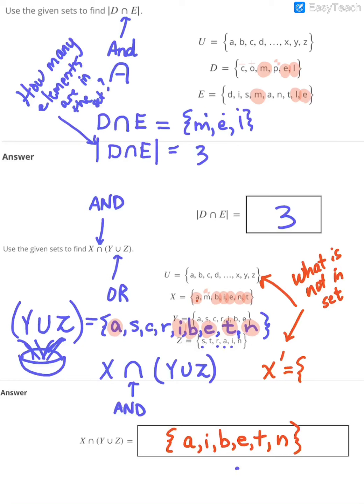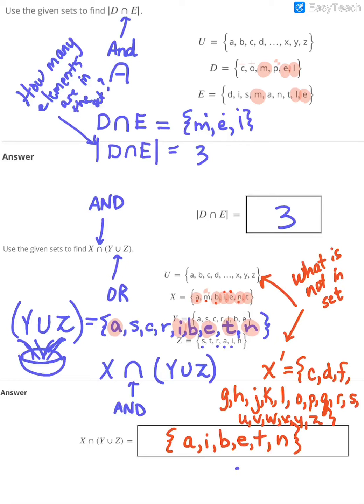So I see an A, I see a B. I do not see the letters C or D. I see E. I don't see an F. I do not see a G, H. I do see an I. I don't see a J, a K, or an L. I do see an M. I do see an N. I don't see O, P, Q, R, or S. I do see a T. I don't see a U, V, W, X, Y, or Z. So the complement just means what's missing, in case that happens to show up on one of your problems.